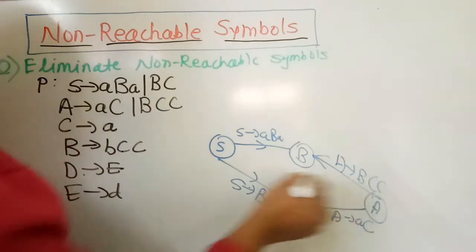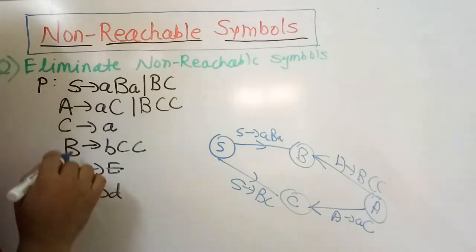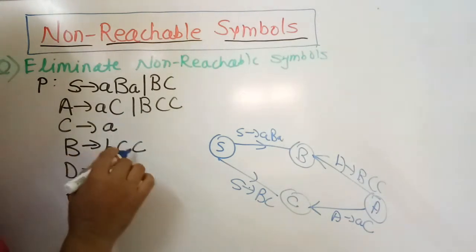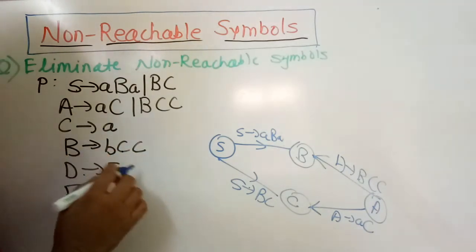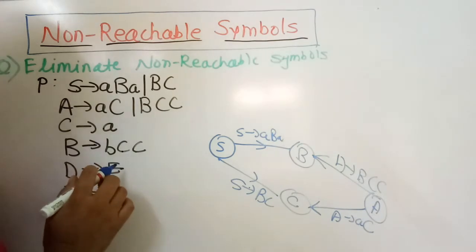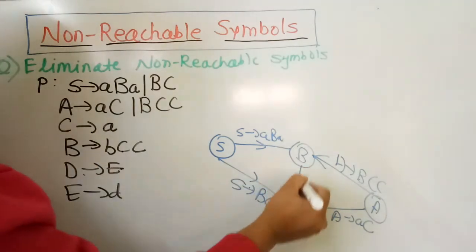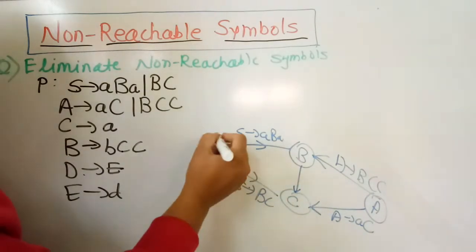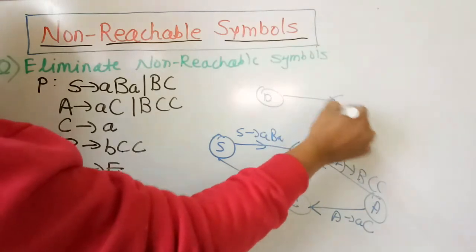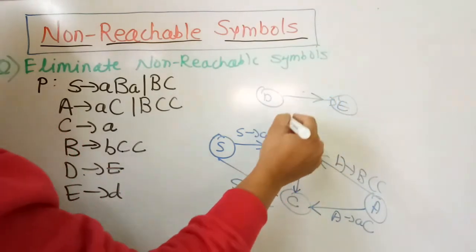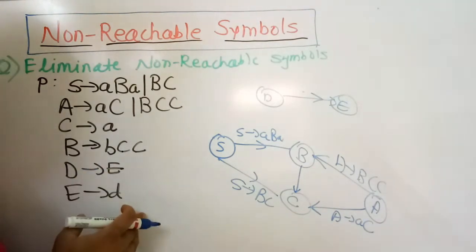And again it is dependent on B, C, C, and C gives A, and again B is dependent on C. For example, B gives BCC. For this production, we will take it like this. Now for this separately, D is dependent on E, and there is no dependency for E further.